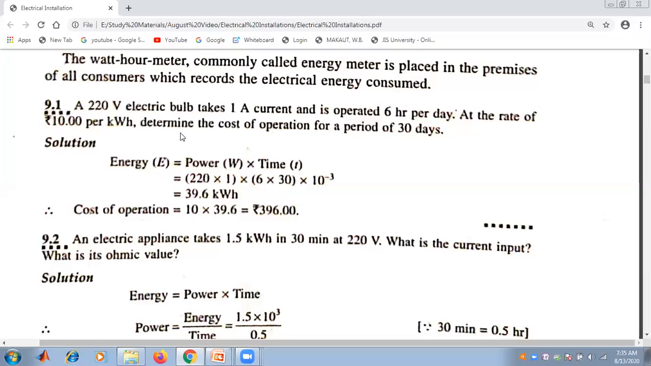So we have to find the cost of operation for a period of 30 days. The rate is given as 10 rupees per kilowatt hour. We have consumed 39.6 kilowatt hour. So the total cost of operation is 10 into 39.6, that is 396 rupees.